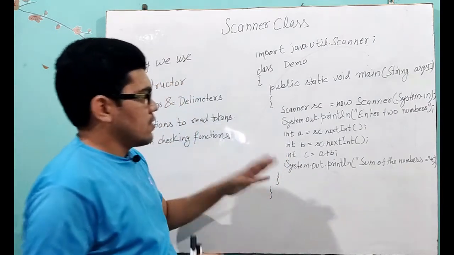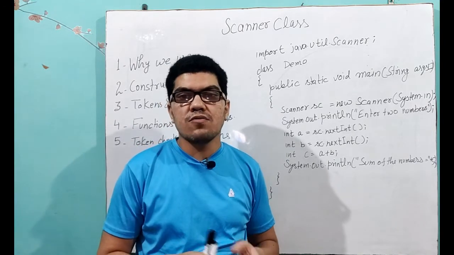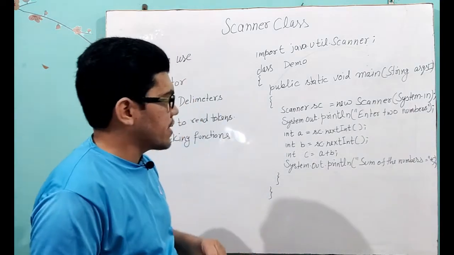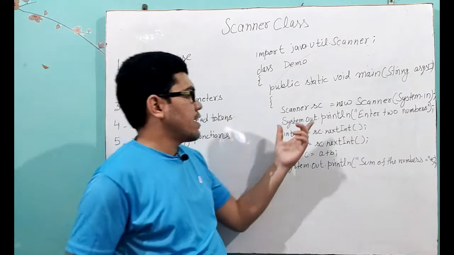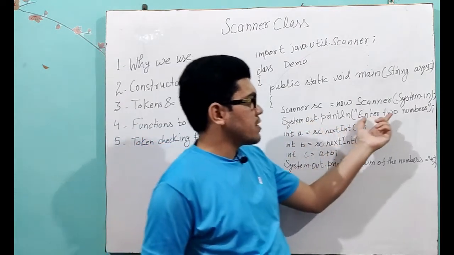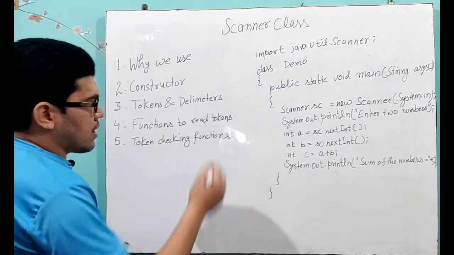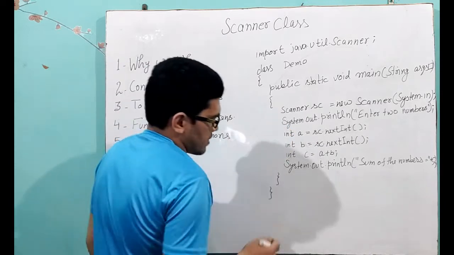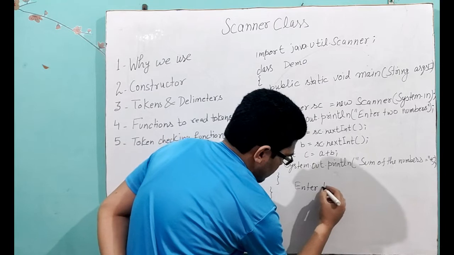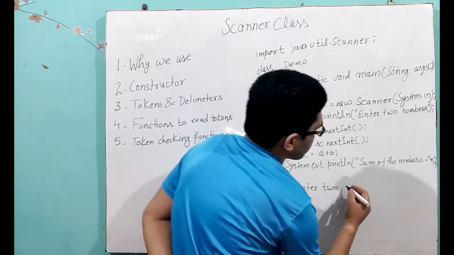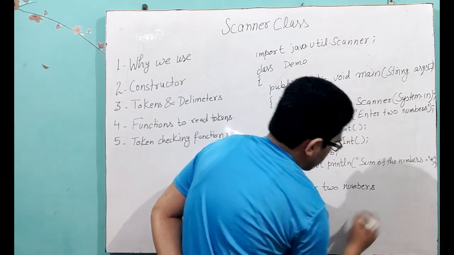Now, before taking input, we have to print what inputs we are going to take. Means we just have to display a message. So here I displayed System.out.println("Enter two numbers"). When we run this program, the first thing that will appear on the screen is "Enter two numbers". It will come like this.